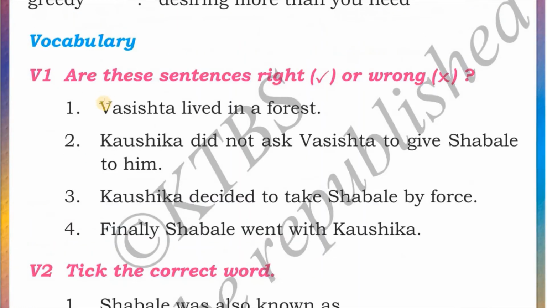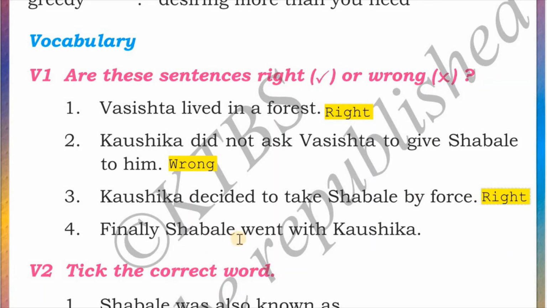Up next, we have vocabulary. Are these sentences right or wrong? First sentence, Vasishta lived in a forest. Is this right or wrong? This is right. Next, Kaushika did not ask Vasishta to give Shabale to him. This is wrong. We know that Kaushika multiple times requested Vasishta for Shabale. Kaushika decided to take Shabale by force. This is right.